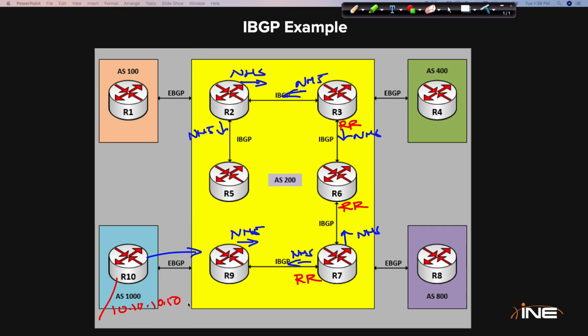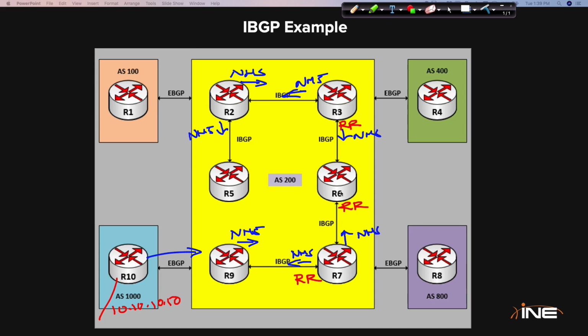Why is that? Because 7 is a client of R6. 7 is not a reflector. 7 is just a reflector for 9. He is not a reflector for 6. 6 is the reflector for 7. So 7 is a client of 6. So why would R7 reflect it to 6?